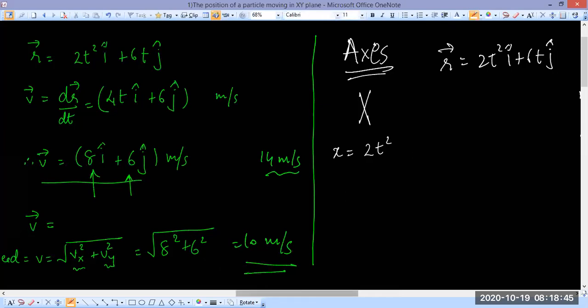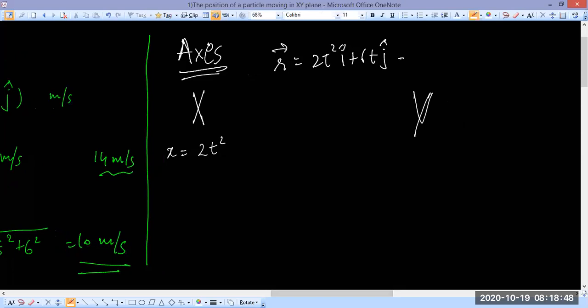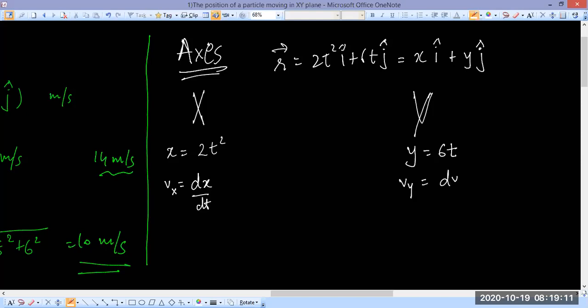I hope all of you remember that in the important points I made you write this. Important points are never useless. This is used again and again, which is why it was written. Then it was written that vx is equal to dx by dt and vy is equal to dy by dt. You can find everything separately. So this gives 4t and this gives 6.